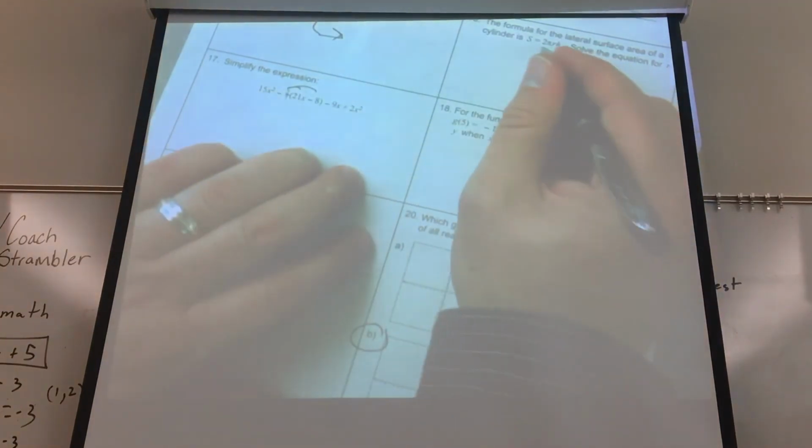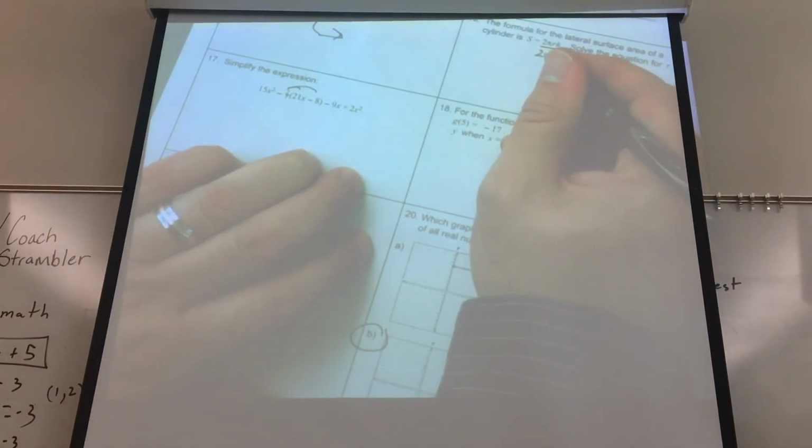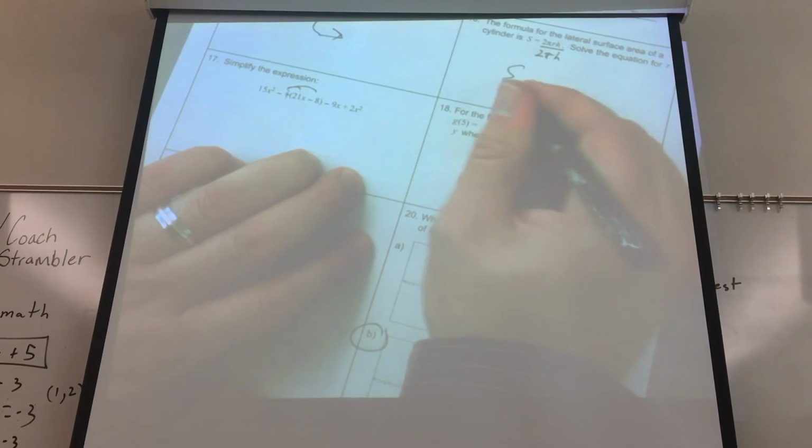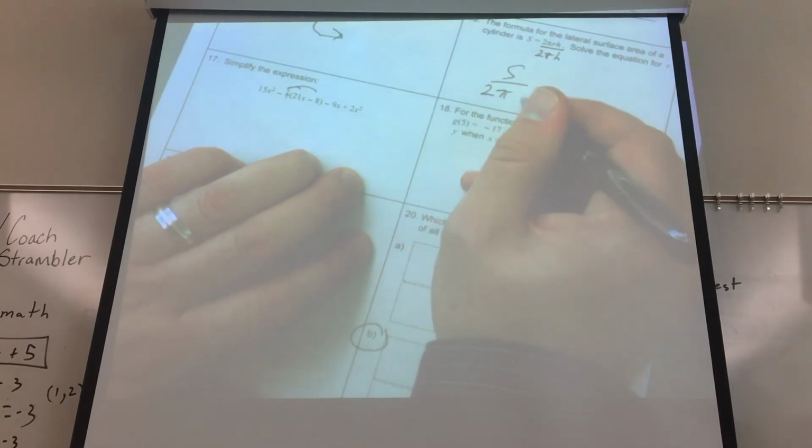And on the formula, divide by everything that's not r. 2 pi h. So it's s over 2 pi h.